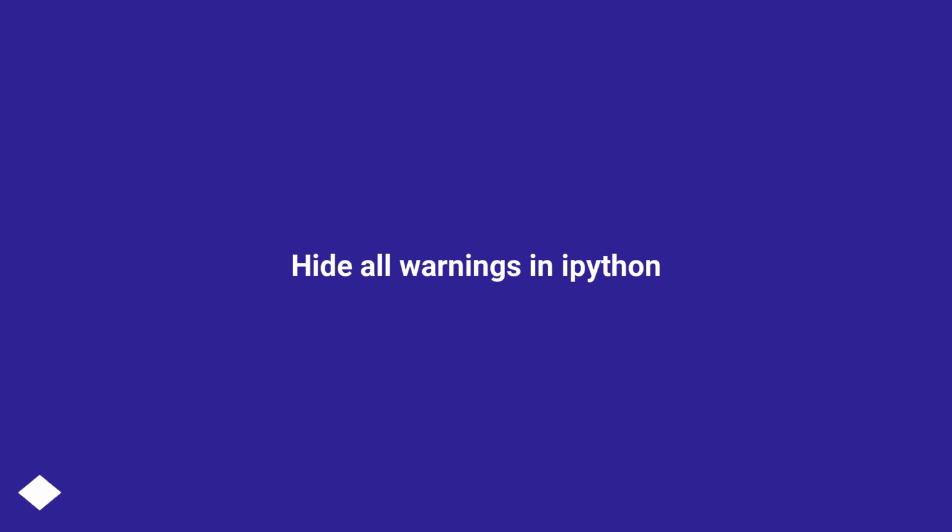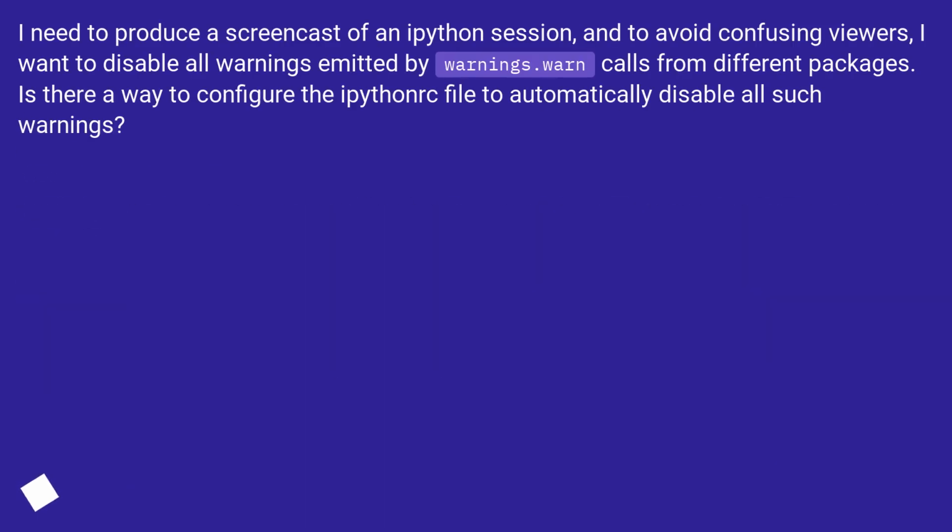Hide all warnings in IPython. I need to produce a screencast of an IPython session, and to avoid confusing viewers, I want to disable all warnings emitted by warnings.warn calls from different packages. Is there a way to configure the IPython file to automatically disable all such warnings?